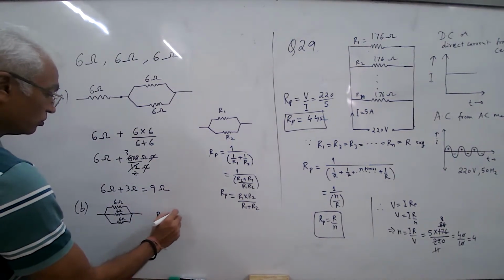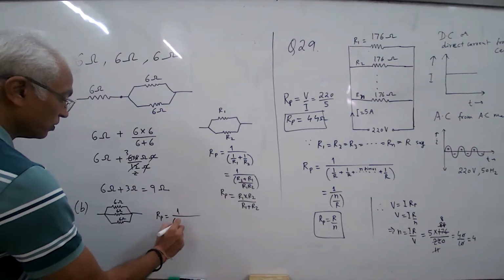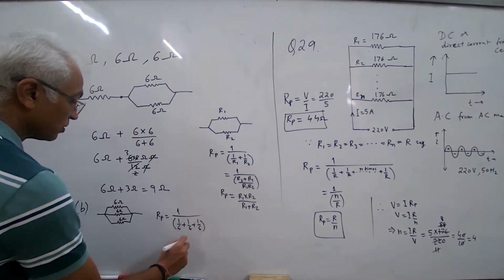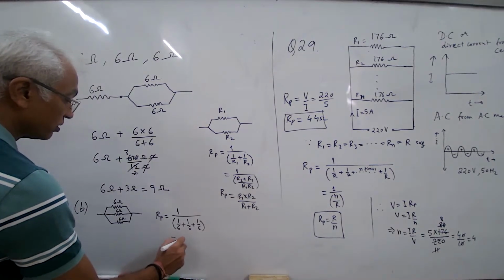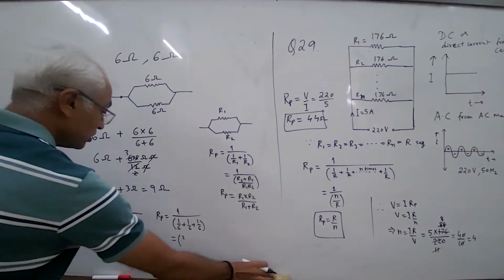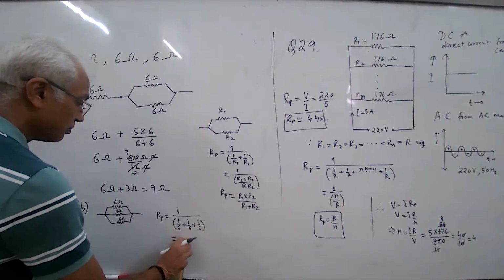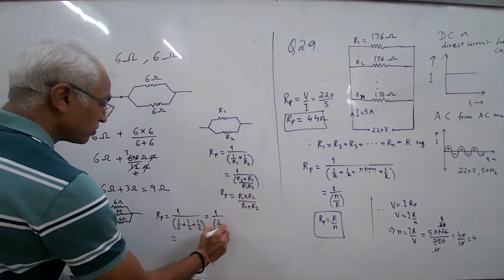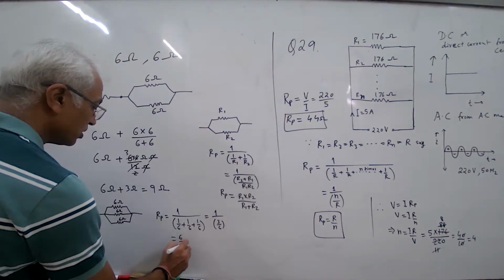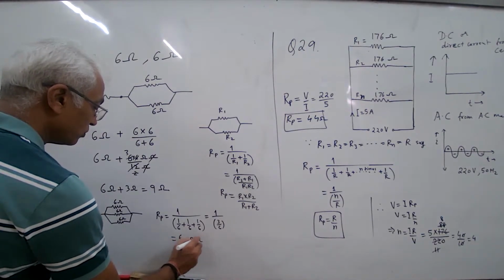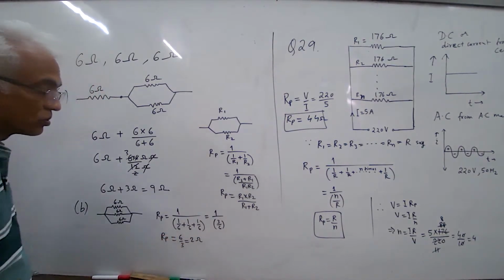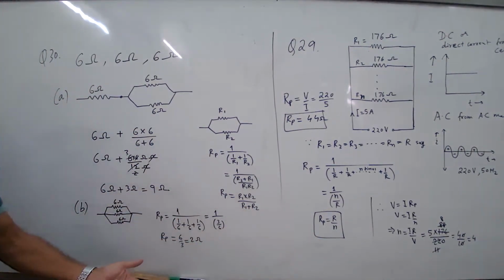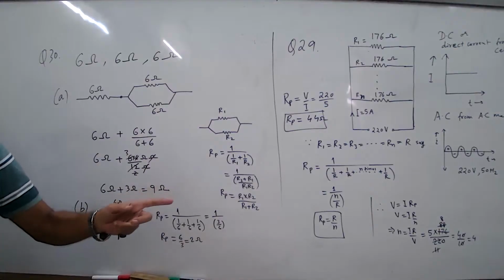So RP is equal to 1 divided by 1 by 6 plus 1 by 6 plus 1 by 6. So this is 3. Then we take the LCM. 1 by 3 by 6. This is 6 by 3, which is equal to 2. So this is the shortcut now. Anything in parallel becomes R by N, anything in series becomes NR, if all the resistors are of the same value.